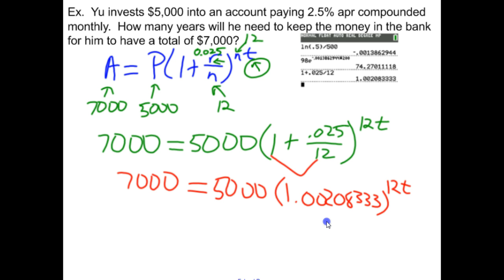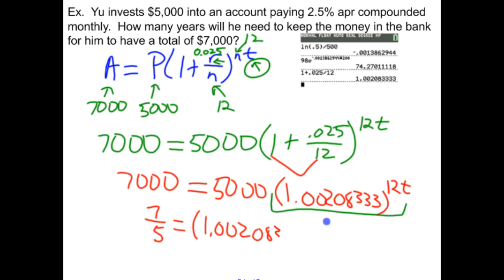Okay, guys. So now again, I'm trying to solve for this exponent t. So that means I've got to isolate my exponential. My exponential expression is that. So I need to get rid of the 5,000 by dividing both sides by 5,000. When you divide both sides by 5,000, does it make sense how I get 7/5 equals this long decimal, 1.00208333, raised to the 12t power?